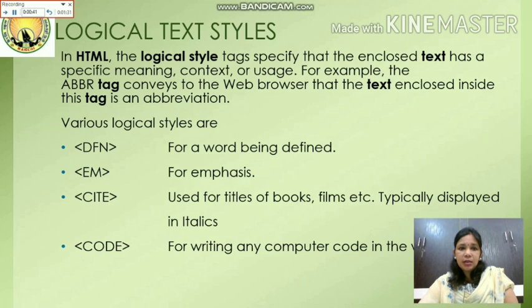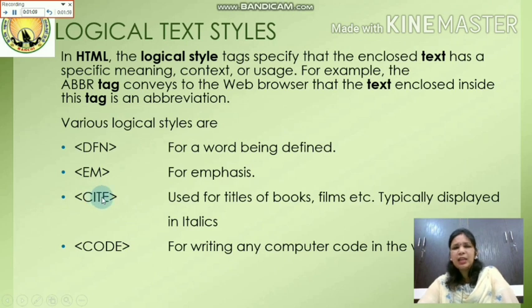So various logical style tags are there. First one here is DFN, it stands for define. So if you are writing something inside DFN, it will be in the define format. EM is basically equivalent to making the data bold, emphasizing something. Then for writing book titles and so on, it can be done using the tag cite.